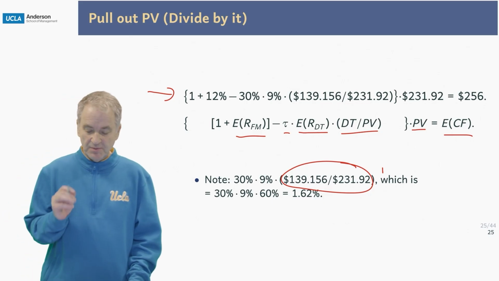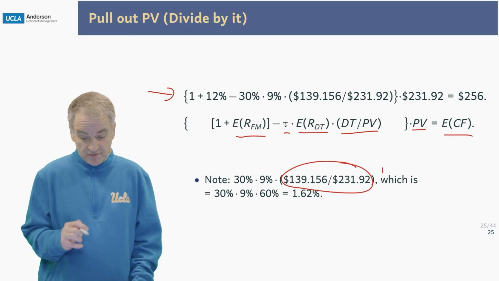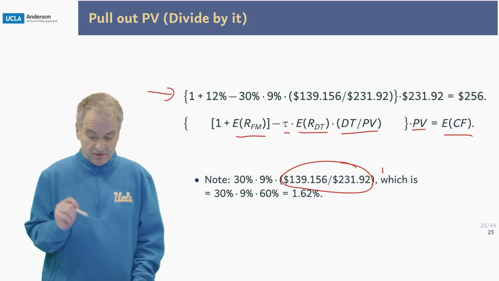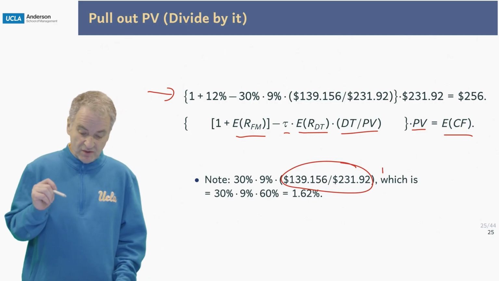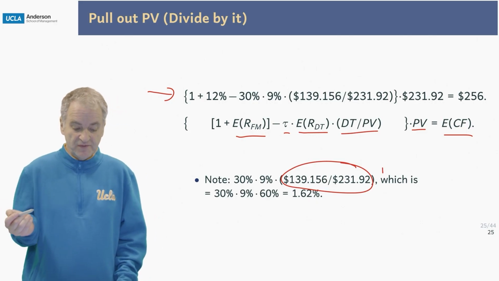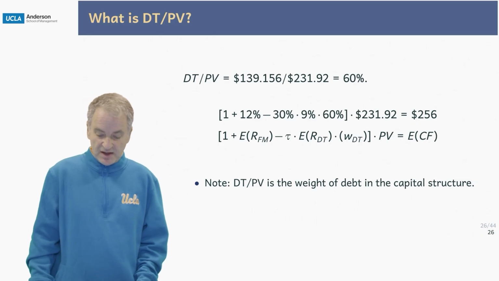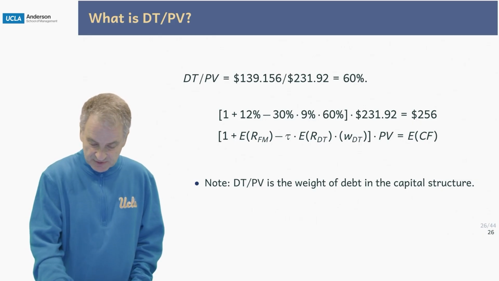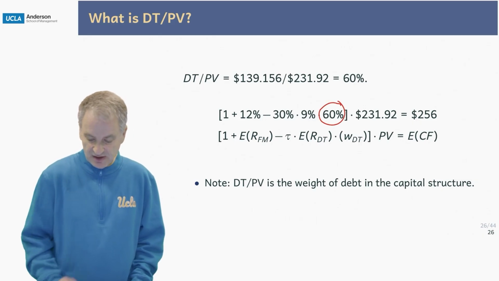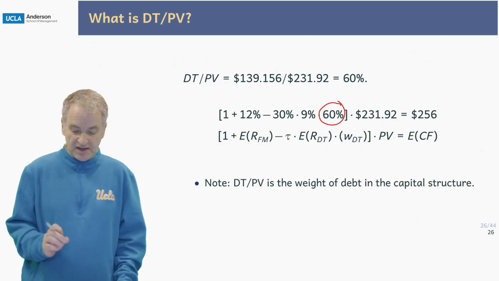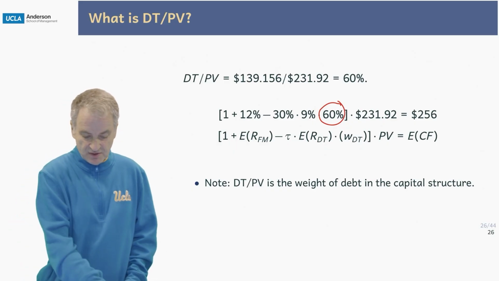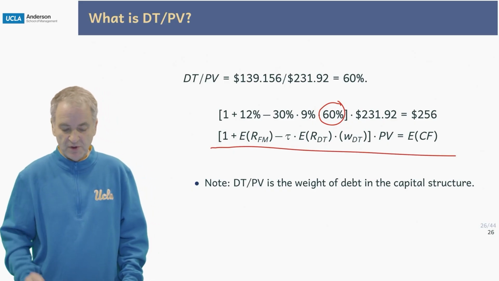So the next step that I'm going to do is truly trivial. I'm just going to replace the 139 divided by 232 with the actual value, which is 60%. So that's the formula here. That basically just substitutes this number in here. It's the weight of the debt in the capital structure. That is the formula version of where we are at the moment.